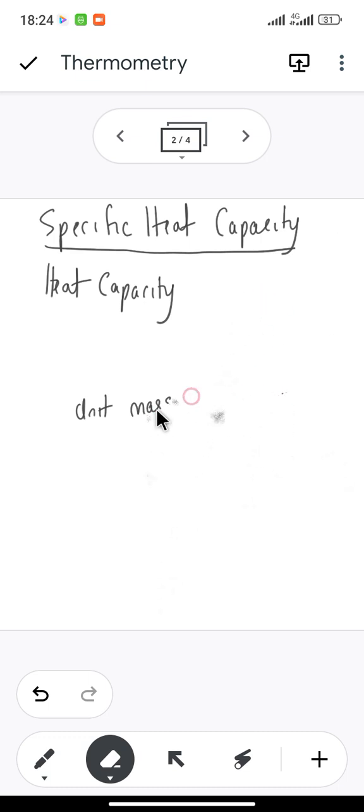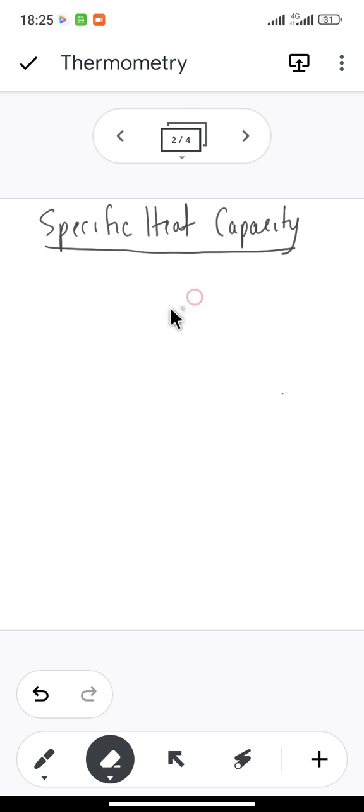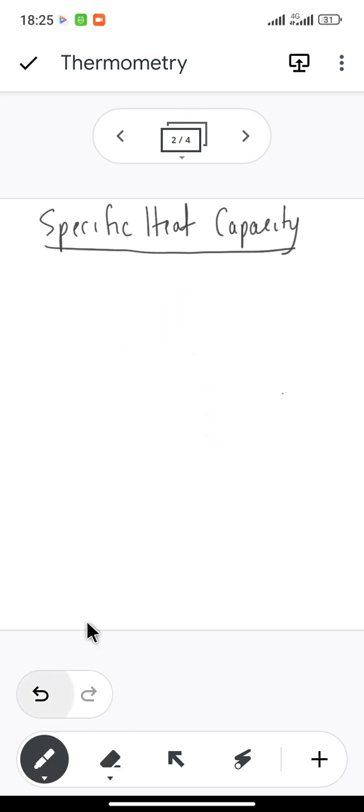Now, specific heat capacity is the quantity of heat required to raise the temperature of a unit mass. As I said, it is the quantity of heat required to raise a unit mass of a substance through 1 degree centigrade. So please note it down. Then we'll talk about some things.